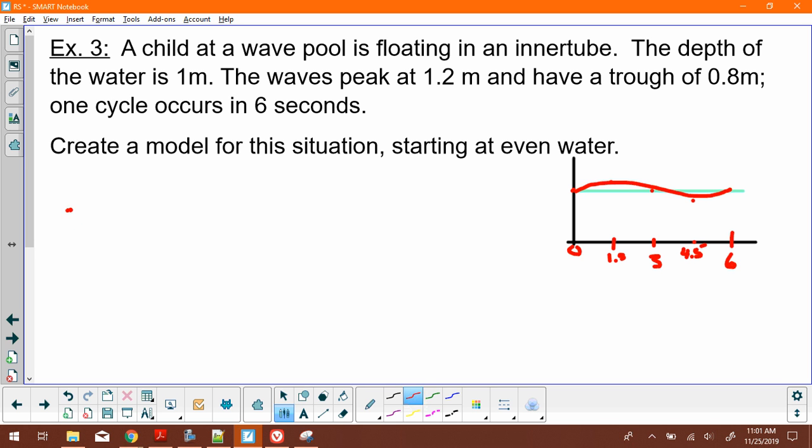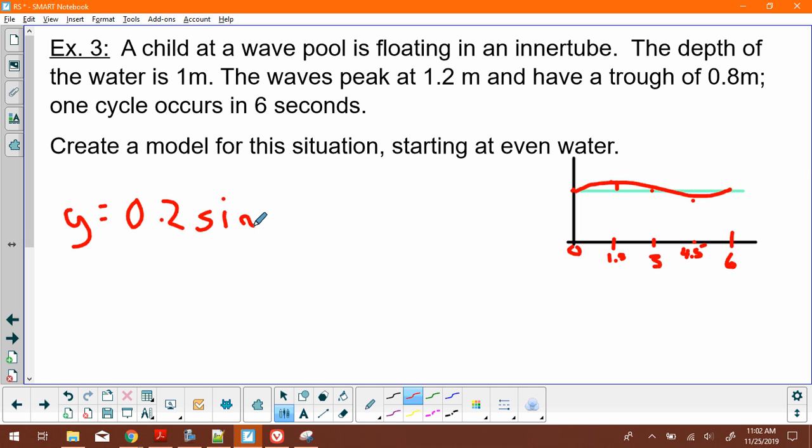So y equals, our amplitude is that little distance there, so that's going to be 0.2. It rises 0.2 meters above and below. Because it starts at even water, it'll be easiest to model this in terms of sine, and then we don't have a phase shift.